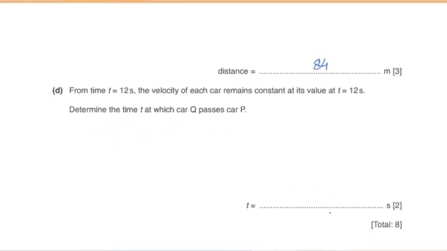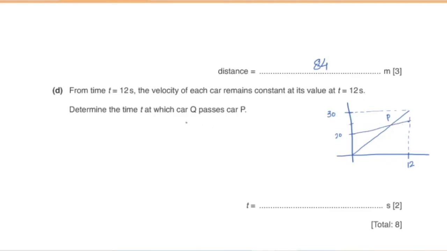Part D, from time t equals 12 seconds, the velocity of each car remains constant at its value at t equals 12 seconds. Determine the time t at which car Q passes car P. So let's draw a new graph where car Q travels with constant acceleration until time t equals 12, and its final velocity is equal to 30. This is car P. Car P starts to travel with initial velocity 20 meters per second, and it reaches a final velocity of 24 meters per second over a course of 12 seconds.